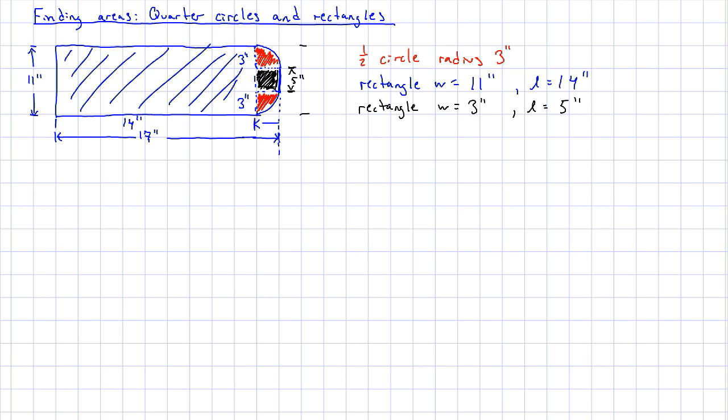So for the smaller rectangle that's black, the area will be length times width, and that will be 3 times 5, which is 15 square inches. I apologize. Then I have this large blue rectangle. The area of the blue rectangle is also going to be length times width. My length is 14 inches, and my width is 11 inches. So I multiply those together, I get 154 square inches.